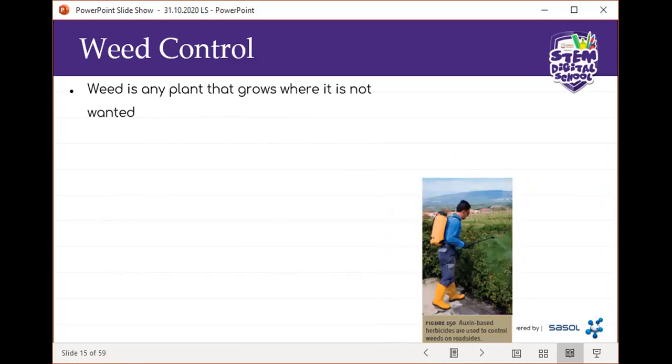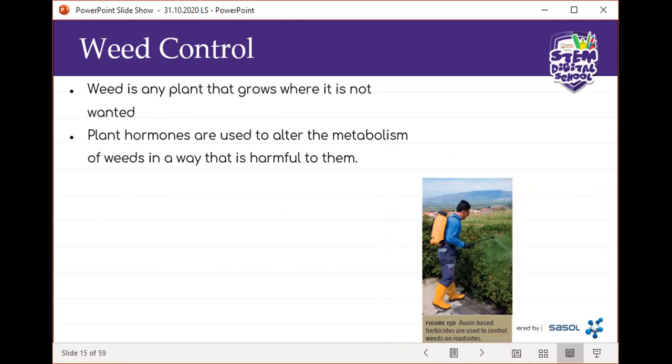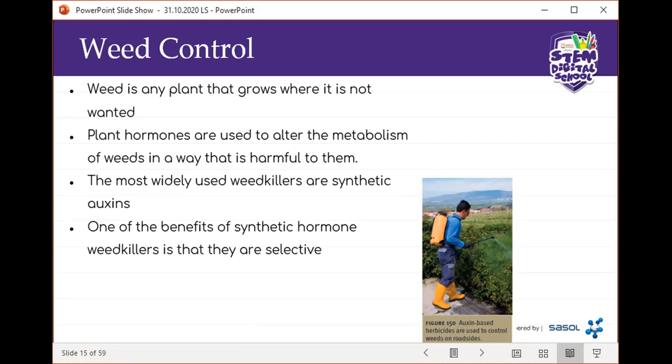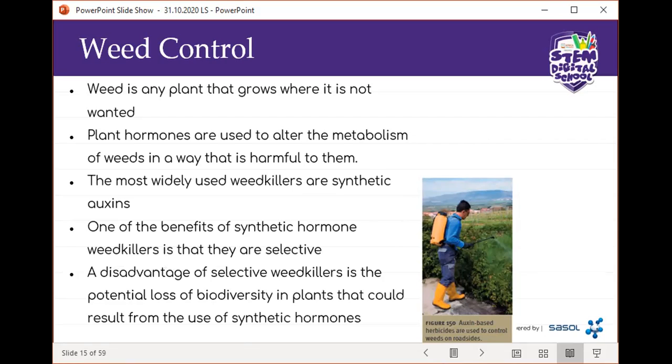And then weed control. A weed is any plant that grows where it is not wanted. Plant hormones are used to alter the metabolism of weeds in a way that is harmful to them. The most widely used weed killers are synthetic auxins. One of the benefits of synthetic hormone weed killers is that they are selective as to which weed plants they kill.